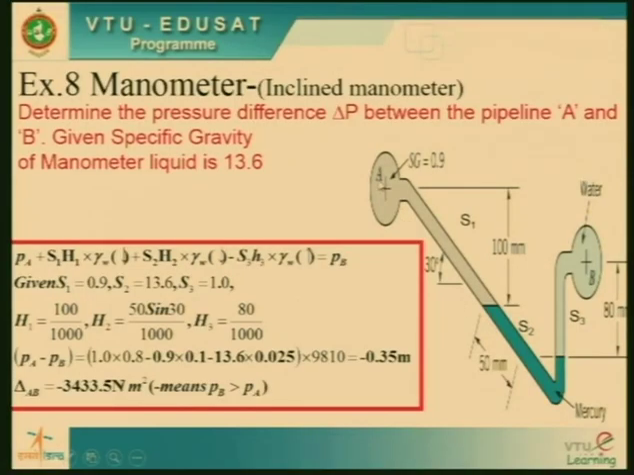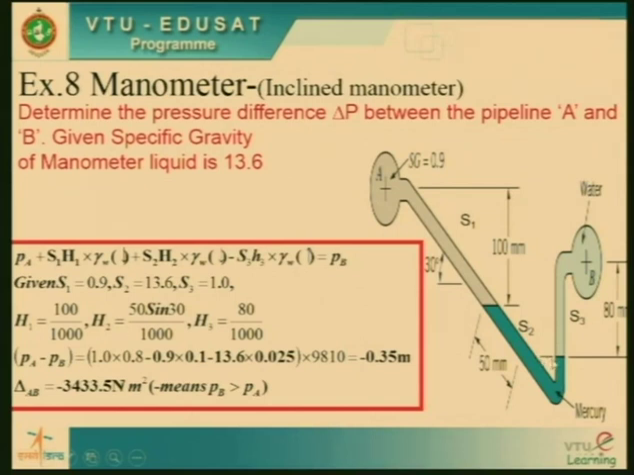S2 is specific gravity 13.6. So I say plus S2, 13.6 into gamma W into the height, which is 50 sin 30, which is nothing but 25 mm. So you understood that we have come from point A to this point by a downward journey. From this point to this level, the mark is there, no? Again a downward journey with a specific gravity of 13.6.